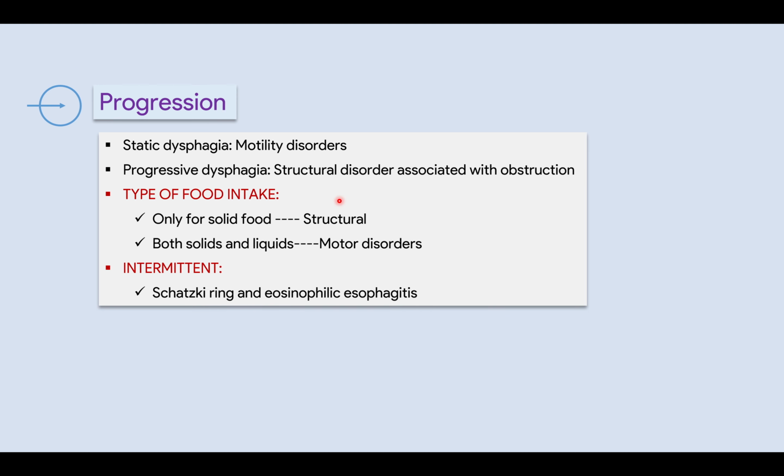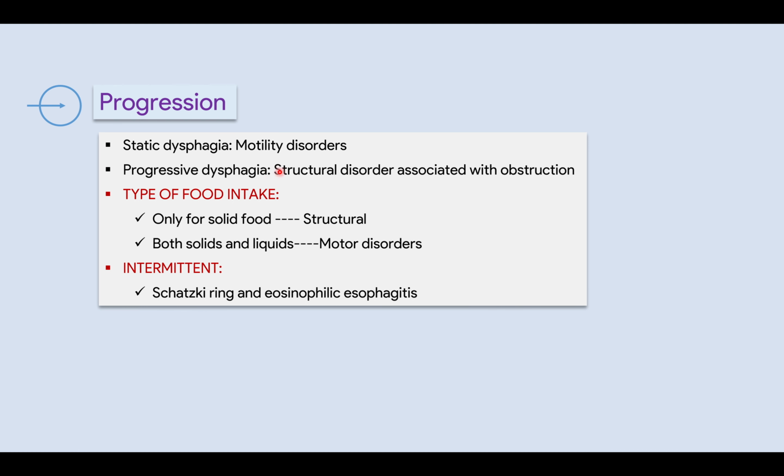Now coming to the progression of esophageal dysphagia. If it is static dysphagia, that means the patient does not have progression of the dysphagia. It is the same from day 1 till now. That means a motility disorder is there. What do we mean by motility disorder? That means the patient's muscle has been involved, and there is no structural disease in the esophagus, but there is an issue with the muscles of the esophagus, which is causing disorganized peristalsis, leading to a static dysphagia or a motility disorder.